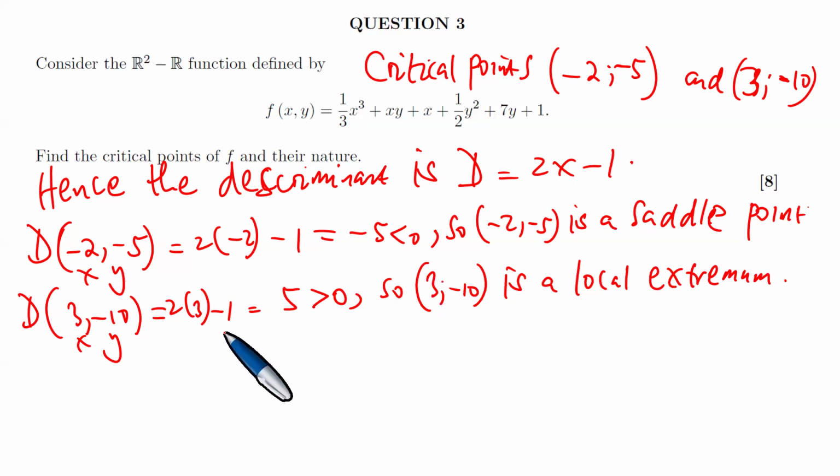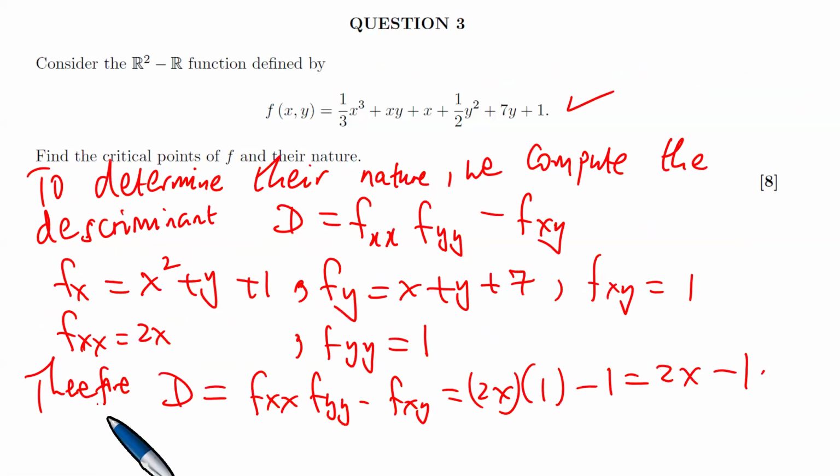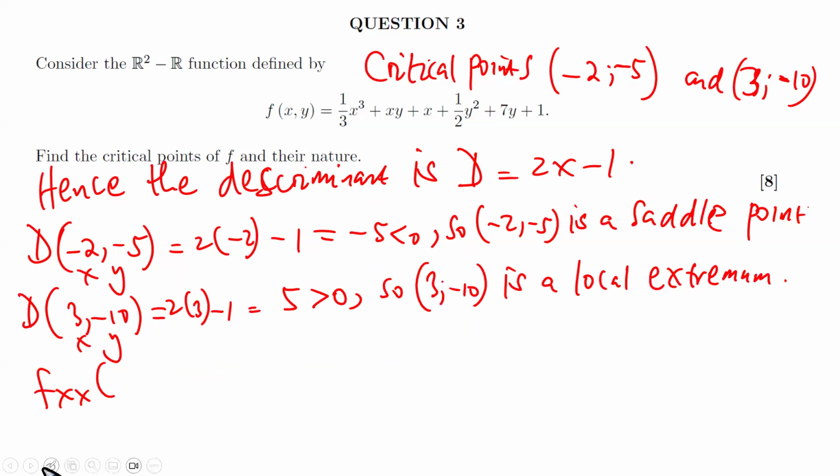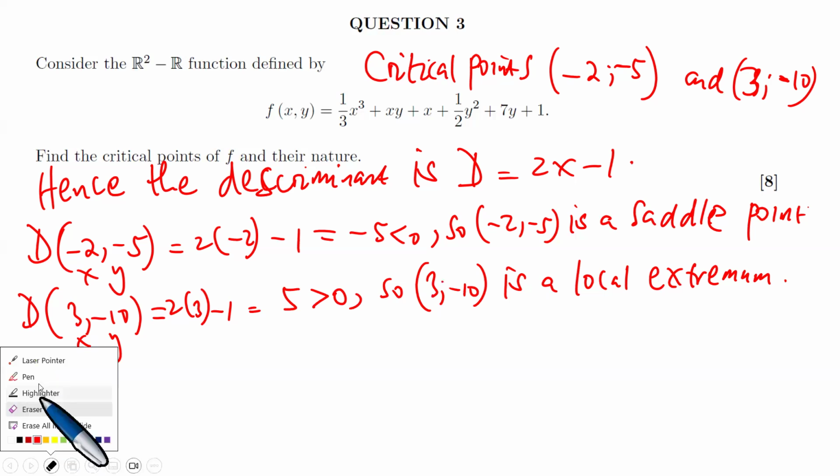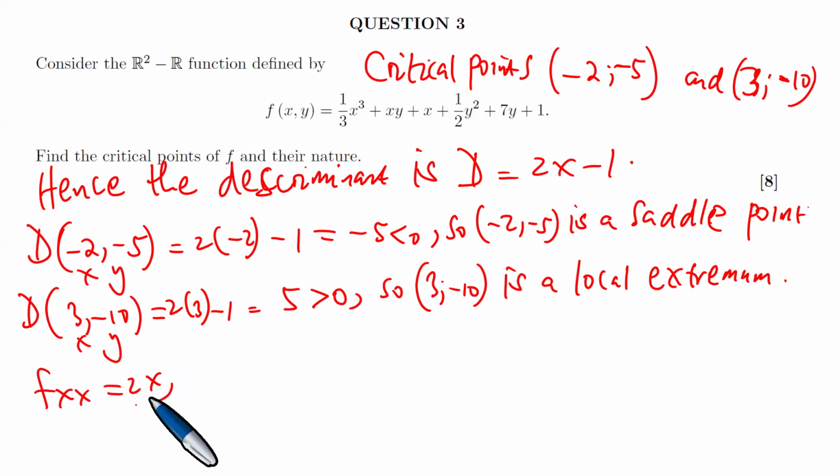Being a local extremum, because now it's tricky, this one. If the discriminant is less than 0, then it's a saddle point. But if it is bigger than 0, then we need to investigate further. Now, we're going to evaluate at fxx. What is fxx? fxx we know is 2x. We got it before, just the second derivative, twice with respect to x. Now we're going to find fxx evaluated at this point that is tricky, that is greater than 0, which is not necessarily a saddle point.